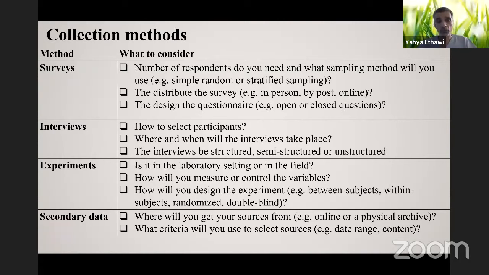The other method is using secondary data. An example of secondary data is meta-analysis and systematic review. I want to ask a question. Anybody knows the difference between meta-analysis and systematic review? Any answers? Any volunteers? The difference? We hear meta-analysis, systematic review, and meta-analysis. Any volunteer to answer the question?